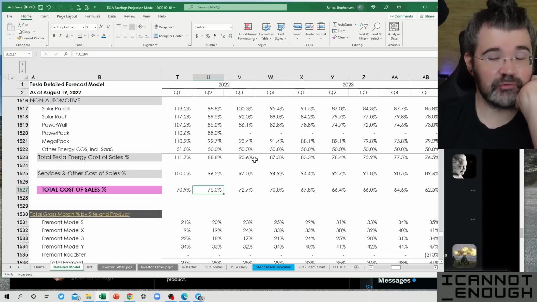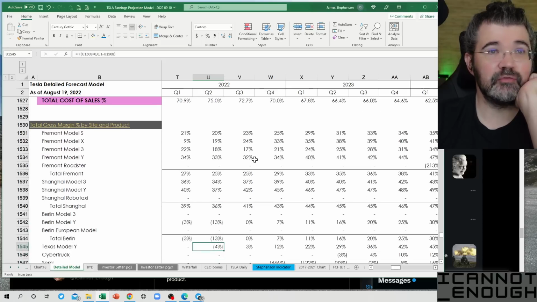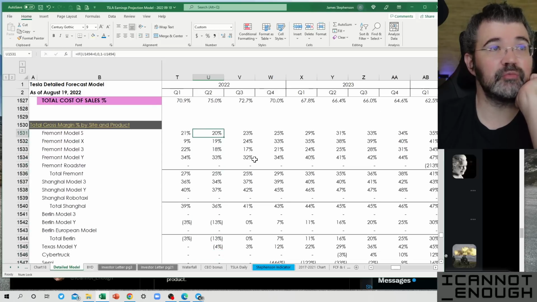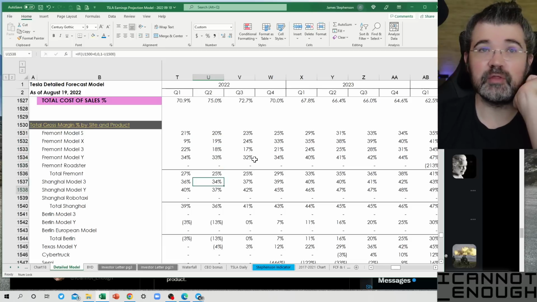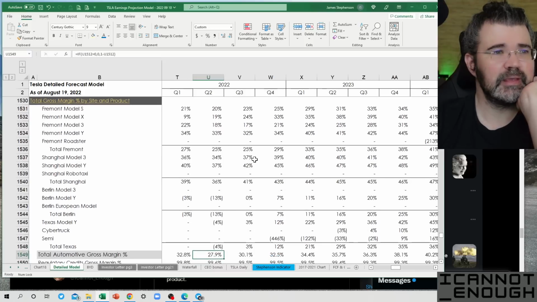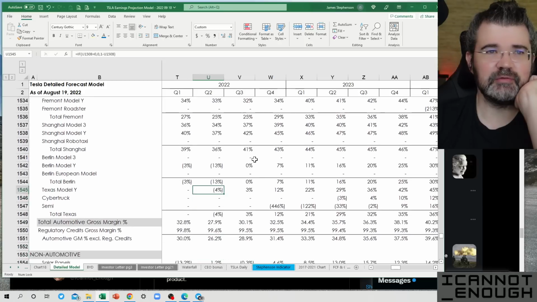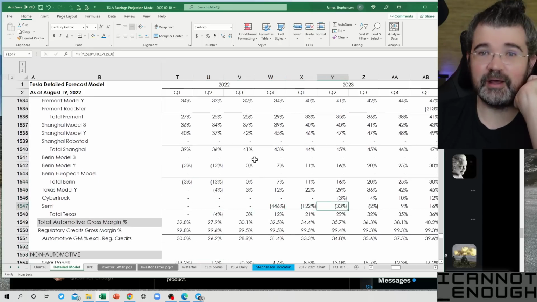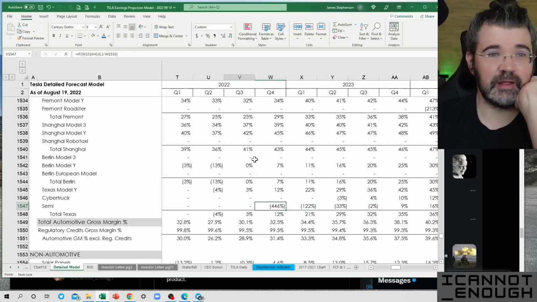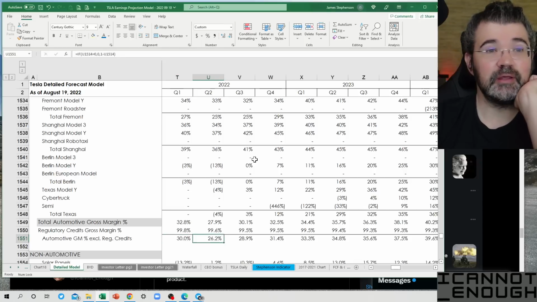Then in the next section, I said we were going to cover a lot in this video. In the next section, it's just one minus the cost of sales percentage to give you the gross margins for each of these products by site and by product. So that's what all of these are doing. If you see a negative number, that means the cost of sales is more than 100% on that product in that quarter. But the gross margin is improving.